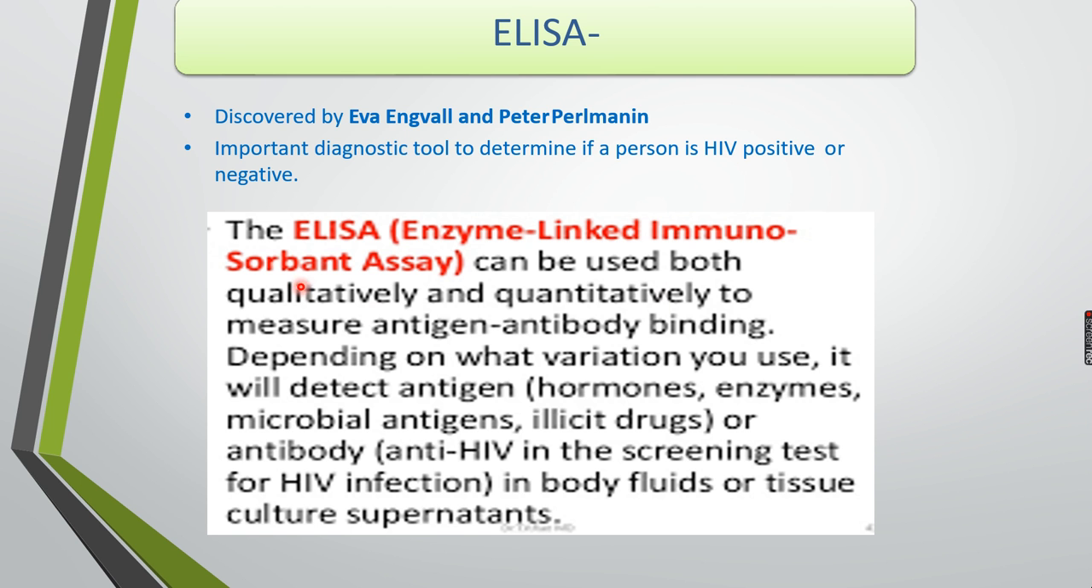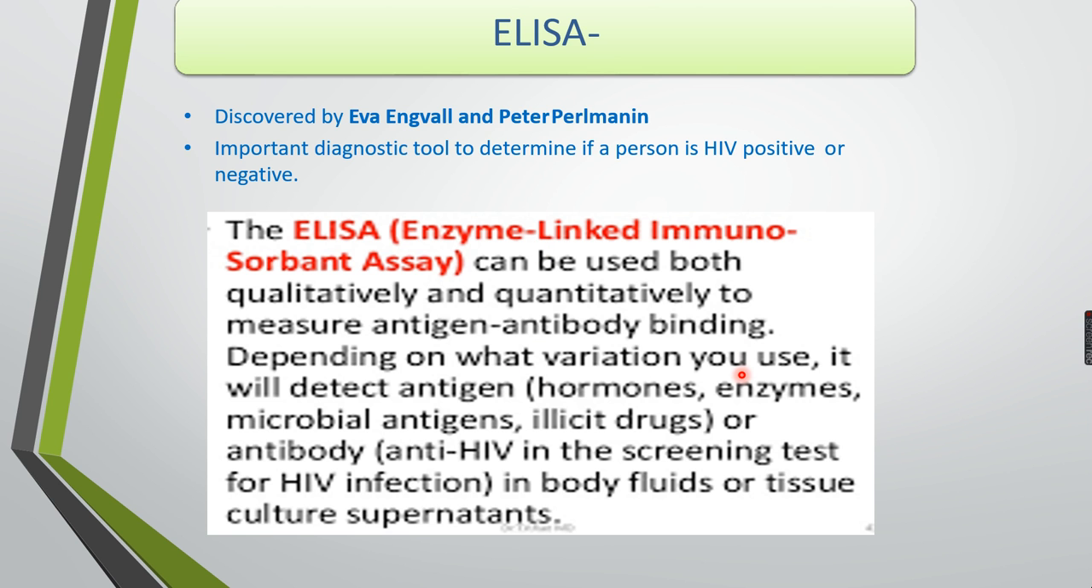The ELISA test is used both qualitatively and quantitatively. Qualitatively, it tells whether the test is positive or negative, that is, whether the antigen is present or not. Quantitatively, it tells the concentration of the pathogen, whether low or high. We can measure whether the HIV antigen or HIV antibodies are present, and their binding in the blood sample, and find out.